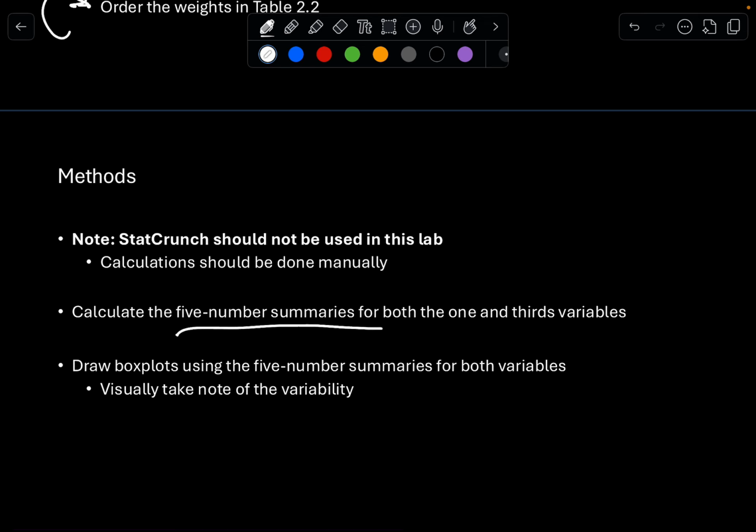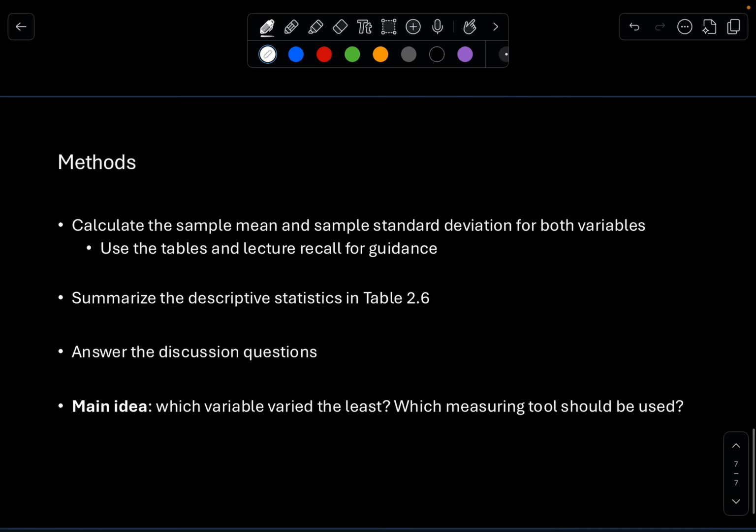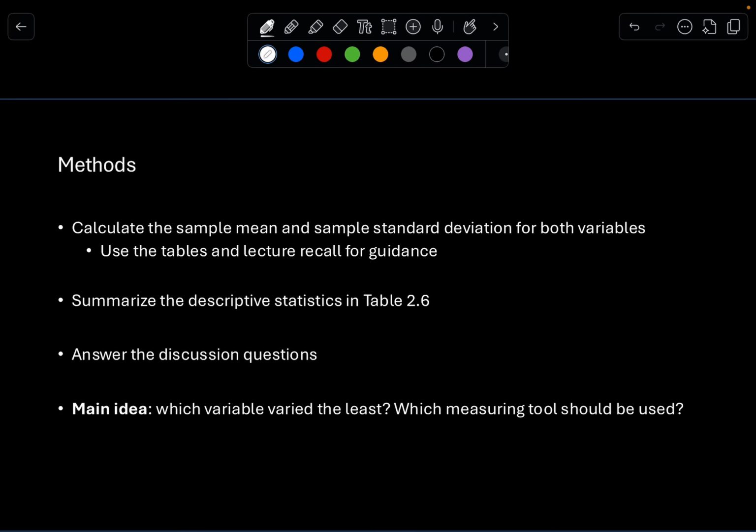You can compare the variability by looking at the box plots and see which variable varies more overall. You might have an idea of which variable that is probably going to be based on the measuring process, but you should see that after you do table 2.3 and figure 2.1, which is the box plots. After you draw the box plot, you're going to go to table 2.4 and 2.5.